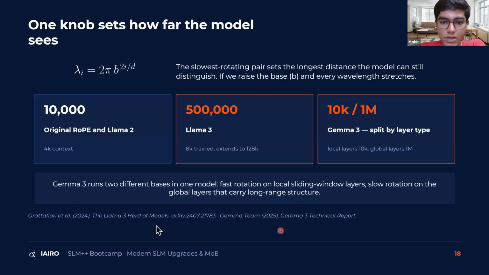So we discussed ROPE, right? And ROPE is fairly used in frontier models in today's day and age as well. Llama 2 used 10,000 ROPE embeddings, Llama 3 used 500 ROPE embeddings, and Gemma 3 also used 10K to 1 million ROPE embeddings during pre-training as well. So yeah, that is an example of it.